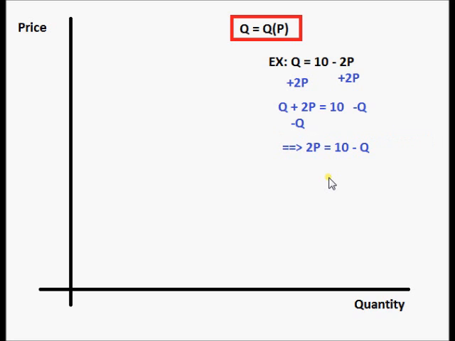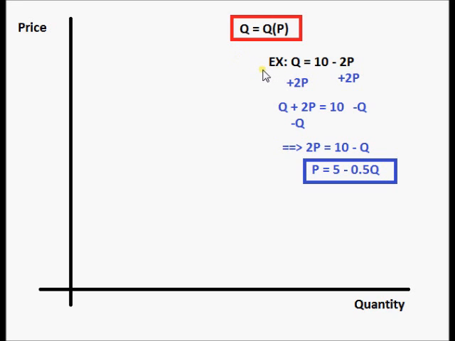Finally, let's divide through by the slope coefficient on the price. We end up with 10 divided by 2, which is just 5, and then minus 1/2 Q, because we're dividing every term by 2. Then we get this nice expression, and this nice expression is what we call the inverse demand curve. Once we solve for price as a function of quantity, we call that the inverse demand curve.